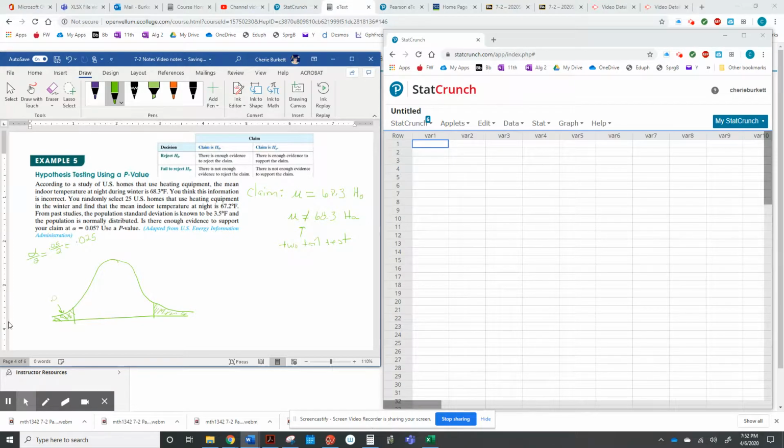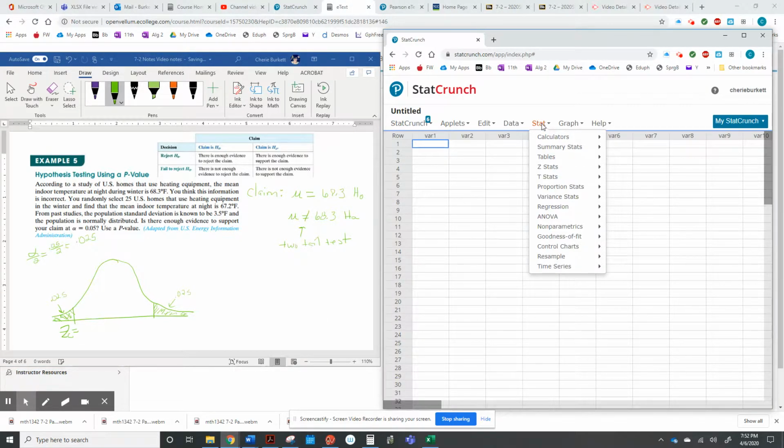This is 0.025 and this is 0.025. And we do have two rejection regions. So we do need to find our critical value. Sorry, we need to find our critical value. Our critical value is going to be, I'm going to go to StatCrunch to do it.